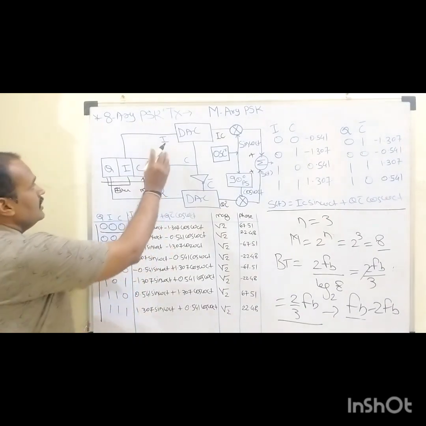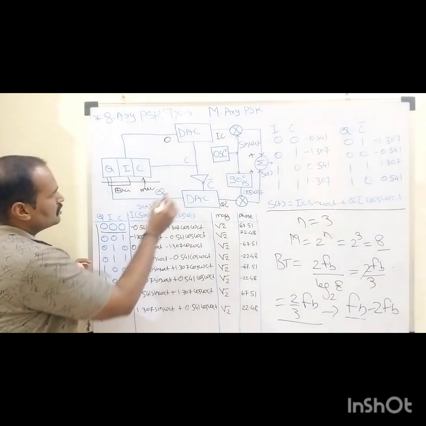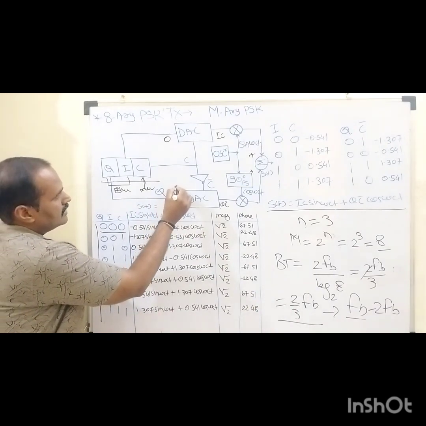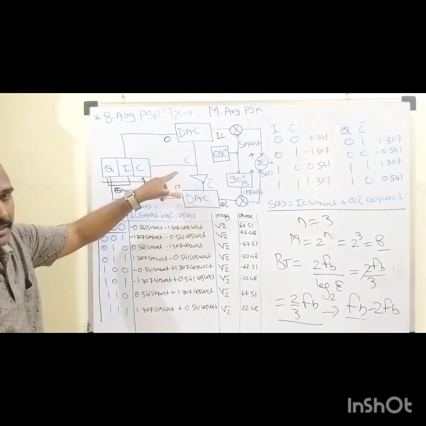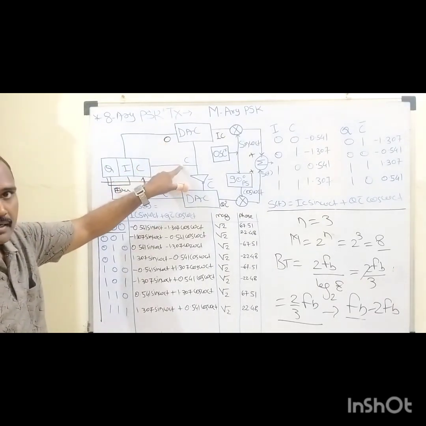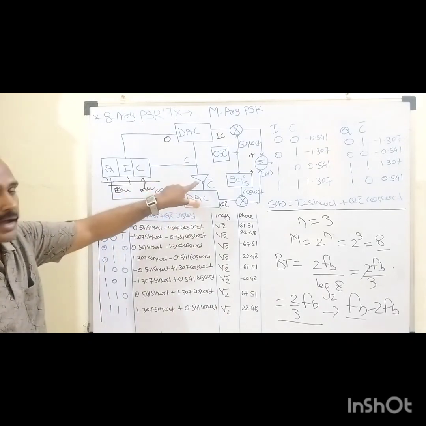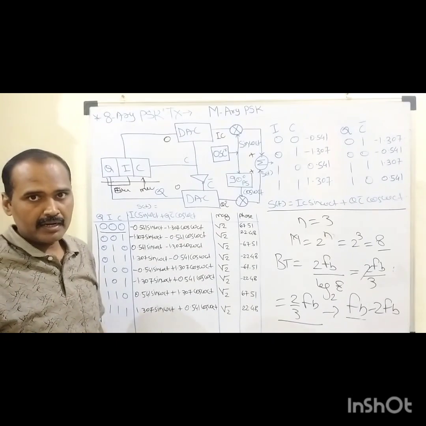So here initially I equals 0, and here Q equals, again, 0, right? Then after that what will happen? There will be a multiplication between this I and the carrier, as well as Q and C bar, to generate the IC and QC bar, right?